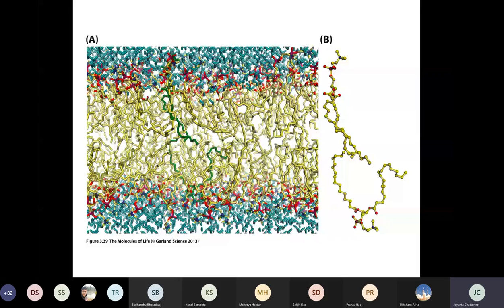And so for example, here the lipid which is drawn in green is actually taken out of the environment and shown here, and you can see that even for these, this is the one which is present in the inner leaflet.